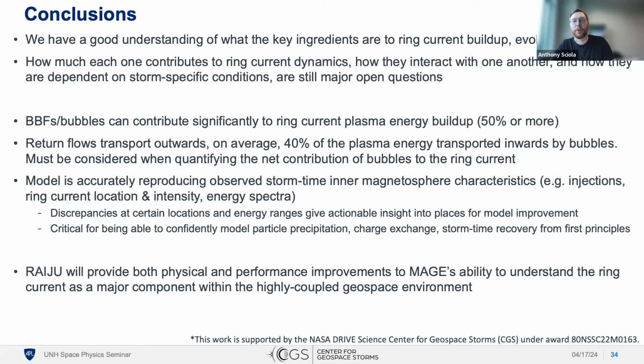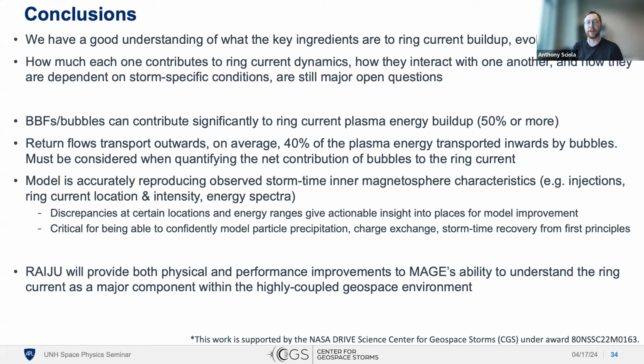Some of the specific results we shared today were that bubbles can indeed contribute significantly to the ring current plasma energy buildup, and therefore this warrants follow-up investigations on what that means for the evolution of that energy spectrum and ion composition throughout the storm. We showed that return flows are very important to consider when quantifying the net contribution of bubbles to the ring current. This is especially important for future missions that help to quantify this, or future models that quantify it in their simulations as well.